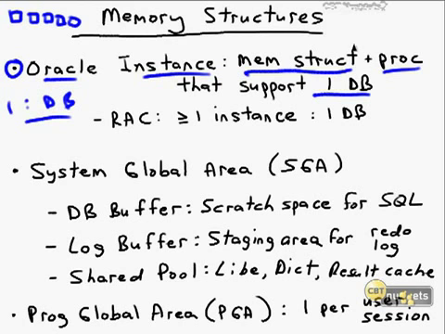And an instance, again, provides the memory. And when you think of memory, think of physical RAM memory as well as virtual memory, where you use hard disk space as swap space. And you have a series of background processes. Each has its own role to play in database operation.